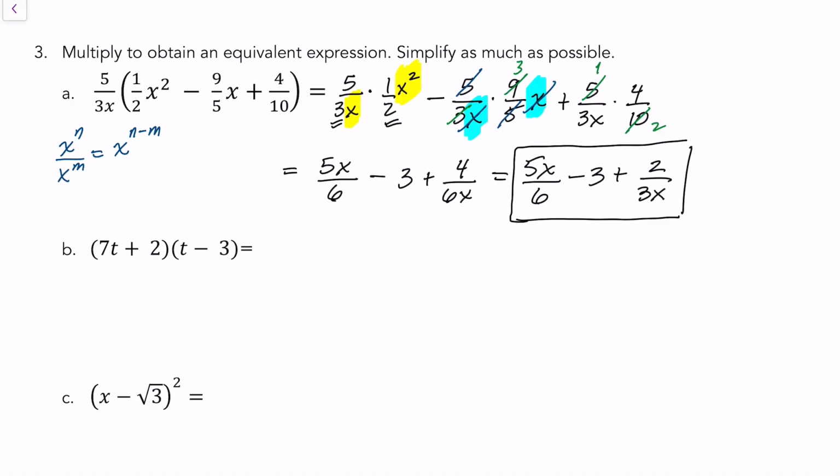Okay, so here we used the distributive property and also some laws of exponents.